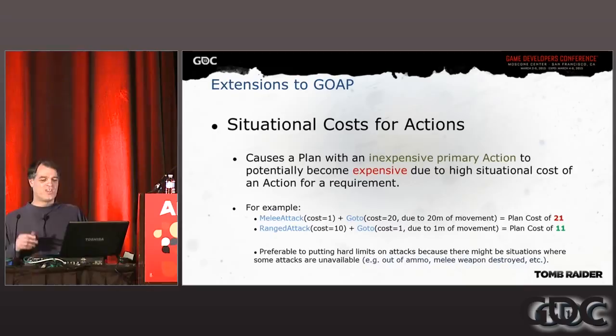It's much better than putting a hard limit on things like attacks, for example, where we say we can only do a melee attack if you're within 5 meters, and you can only do a ranged attack if you're more than 5 meters away. Because sometimes you run out of ammo, so a ranged attack isn't possible, so I need to run up to do it, or my melee weapon is destroyed, so I need to move back to do the ranged attack. And the GOAP planner takes care of all that kind of stuff.